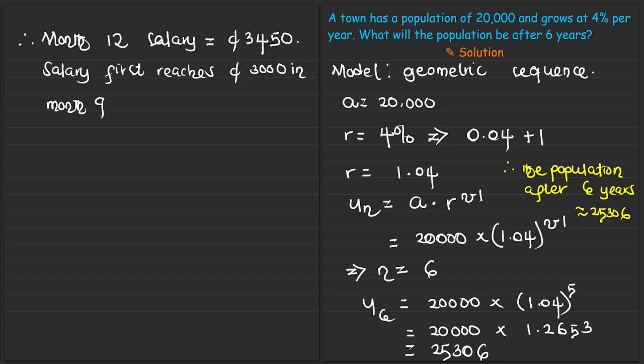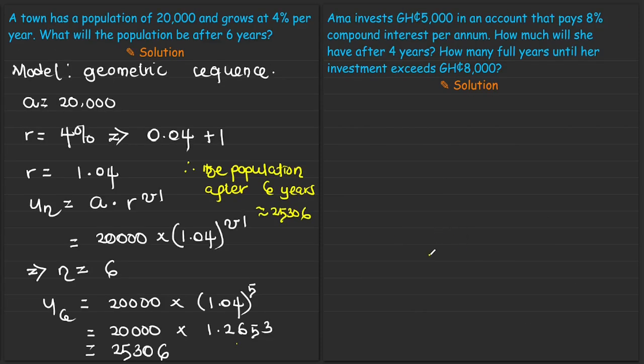Let's look at our third question. Our next question here says, Amma invests 5,000 in an account that pays 8% compound interest per annum. How much will she have after 4 years? And how many full years until her investment exceeds 8,000?